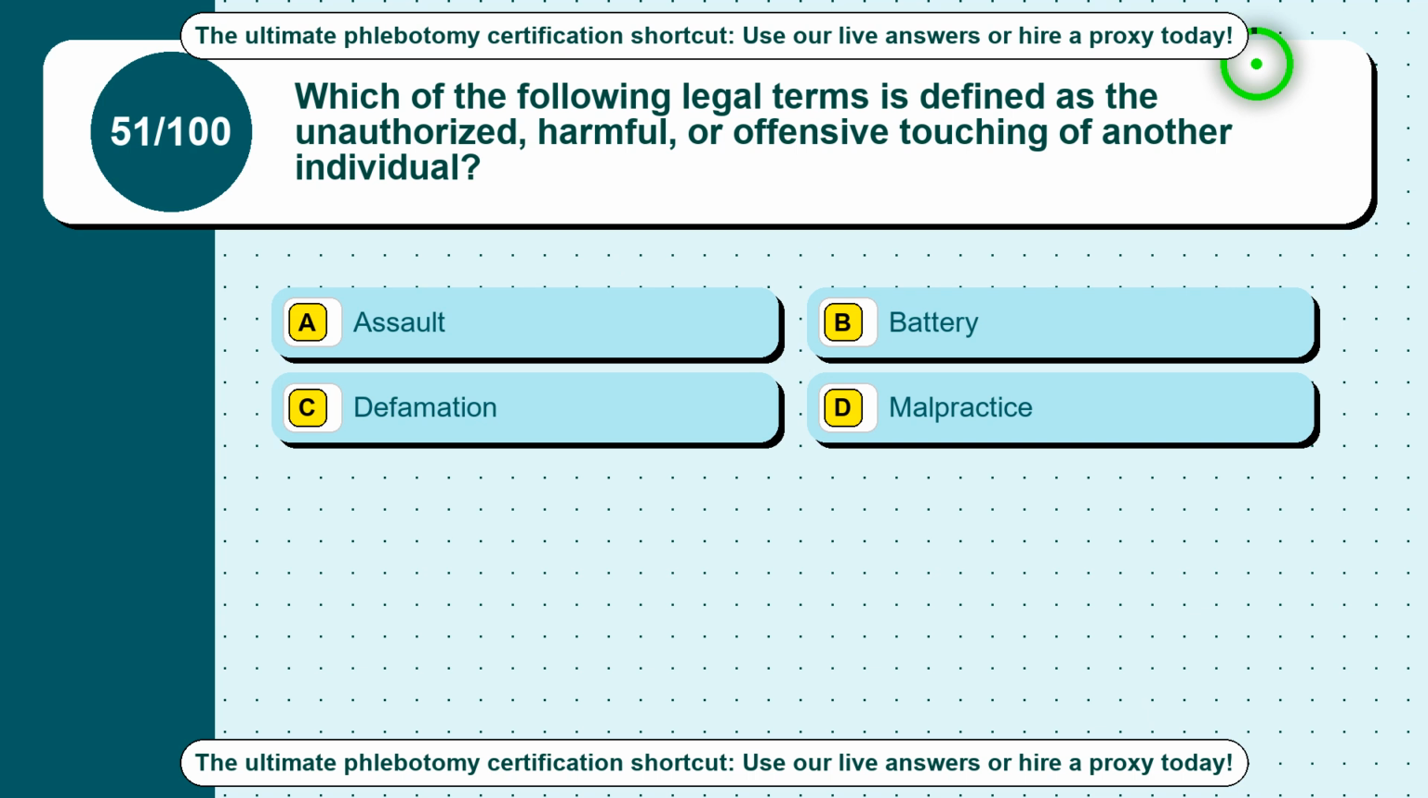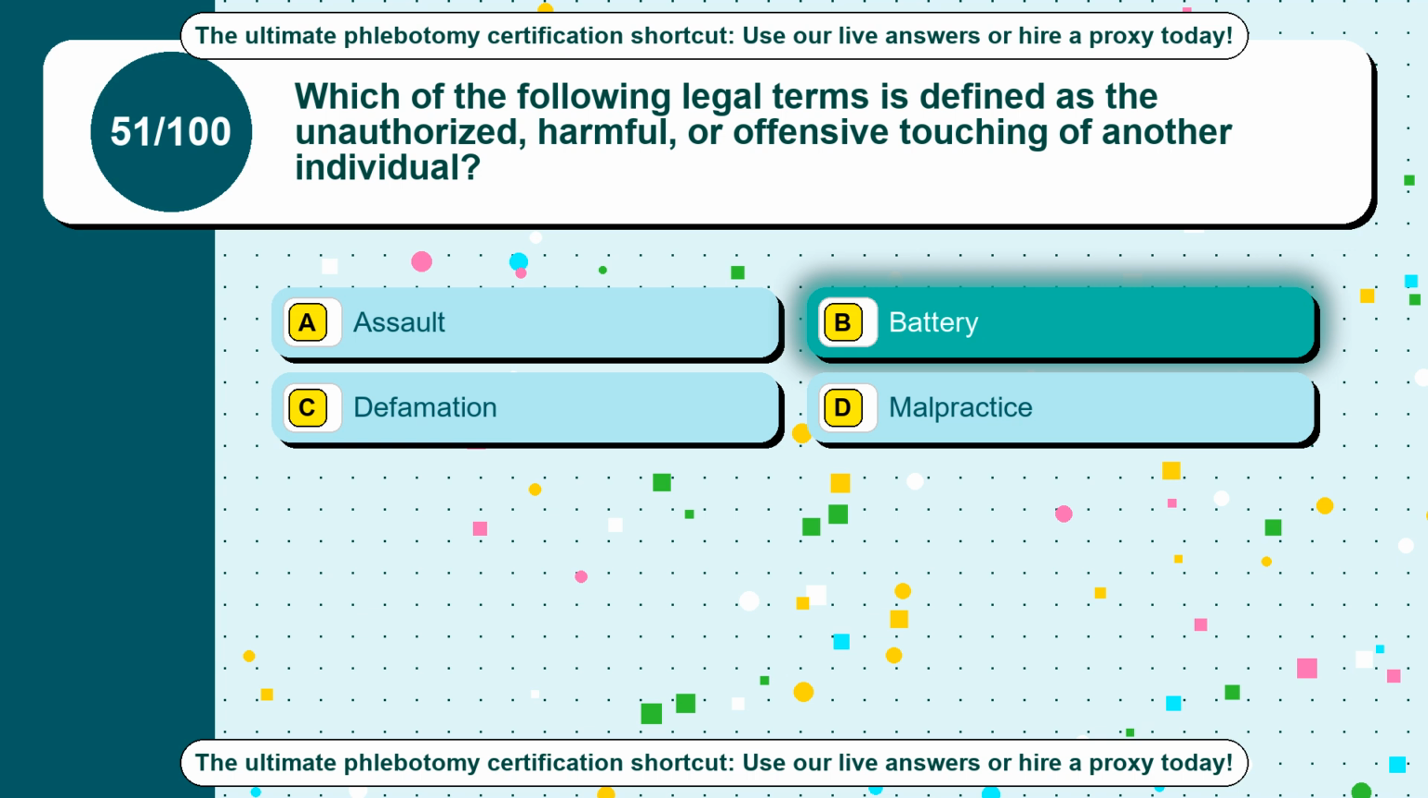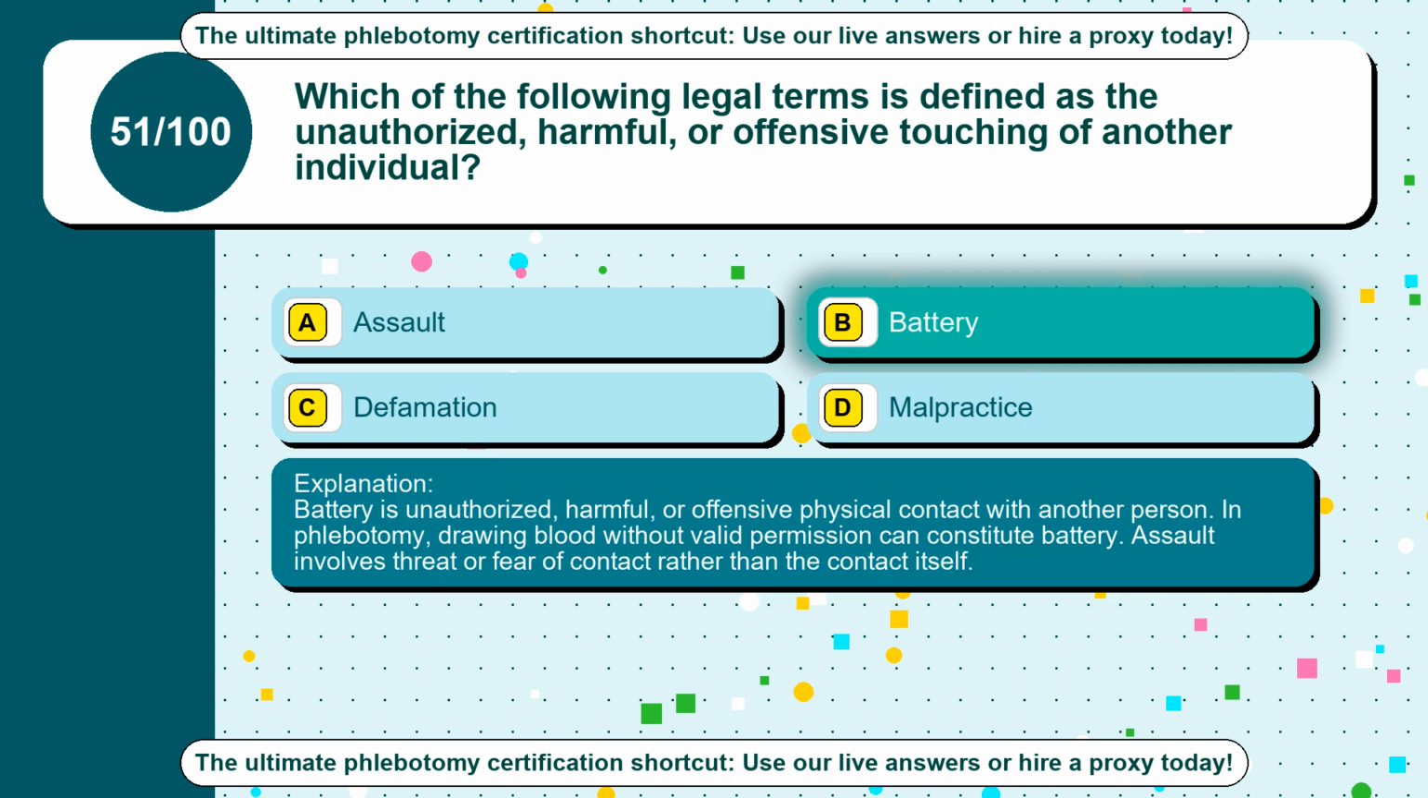Question 51. Which of the following legal terms is defined as the unauthorized, harmful, or offensive touching of another individual? Option A, assault. Option B, battery. Option C, defamation. Option D, malpractice. The correct answer is option B, battery. Battery is unauthorized, harmful, or offensive physical contact with another person.